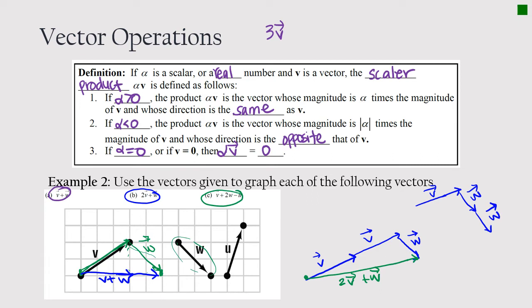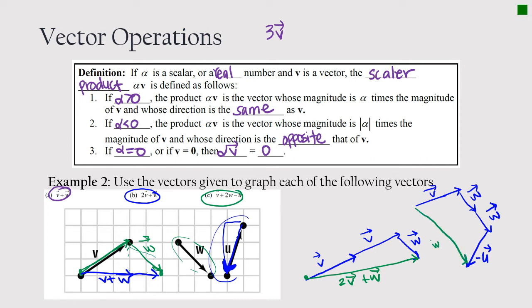minus u. So that means instead of u going up 3 and over 1, u is now going in this direction. So you're going to be going down 3 and over to the left 1. So down over to the left would be about right there. So this would be what that answer would be.